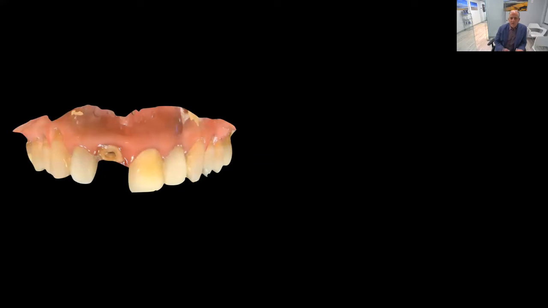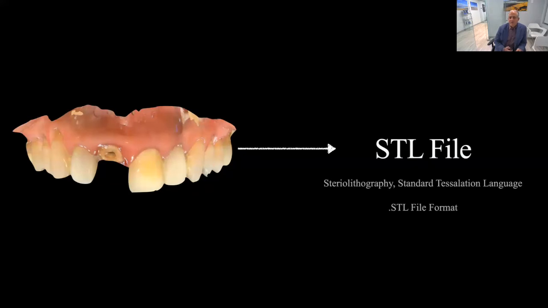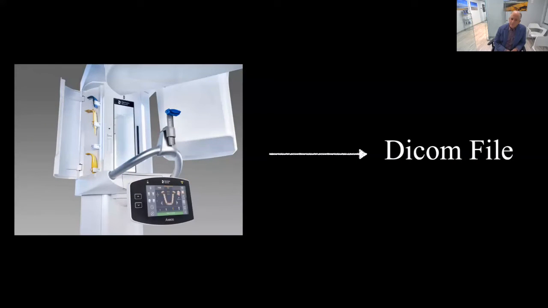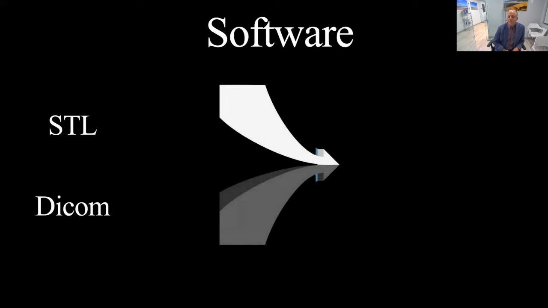So what do we need? We need an STL file, and the STL file is going to give us our prosthetic design. So that's where we're going to start to create our prosthetic plan. In this case, the patient presented with tooth 8 needing to be extracted. We need a cone beam image, and that's going to create our DICOM file. And then we need software that's going to merge that information together, the STL and the DICOM, and we're going to create our implant plan.